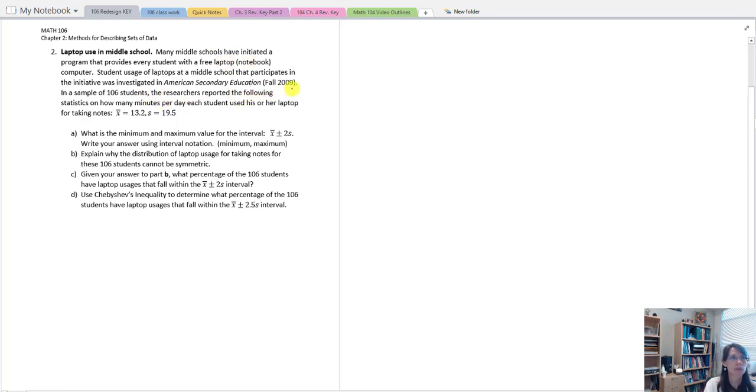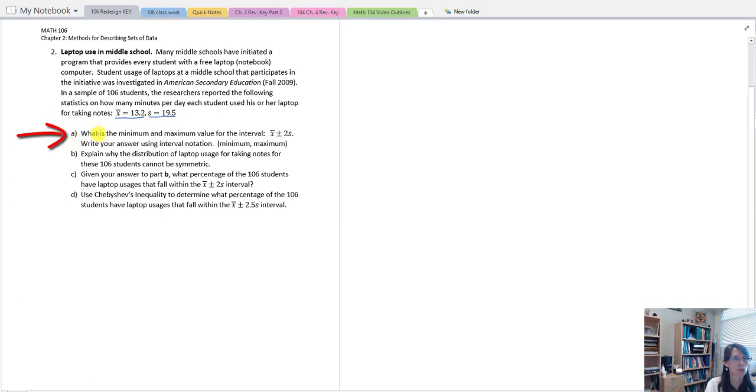Student usage of laptops at a middle school that participates in the initiative was investigated in American Secondary Education, Fall 2009 edition. In a sample of 106 students, the researchers reported the following statistics on how many minutes per day each student used his or her laptop for taking notes. The mean is 13.2 and the standard deviation is 19.5. So we're going to use that information to answer the next 4 questions.